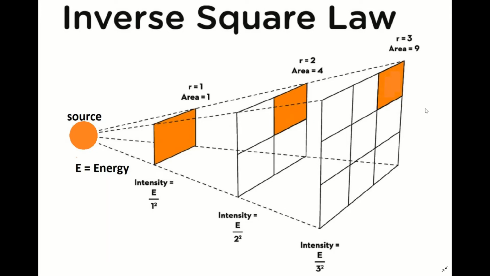Okay, so let's look at the inverse square law. So we have our light source here. So let's say it's the North Star, and we have our diverging light from it. The lines represent the light leaving the source.